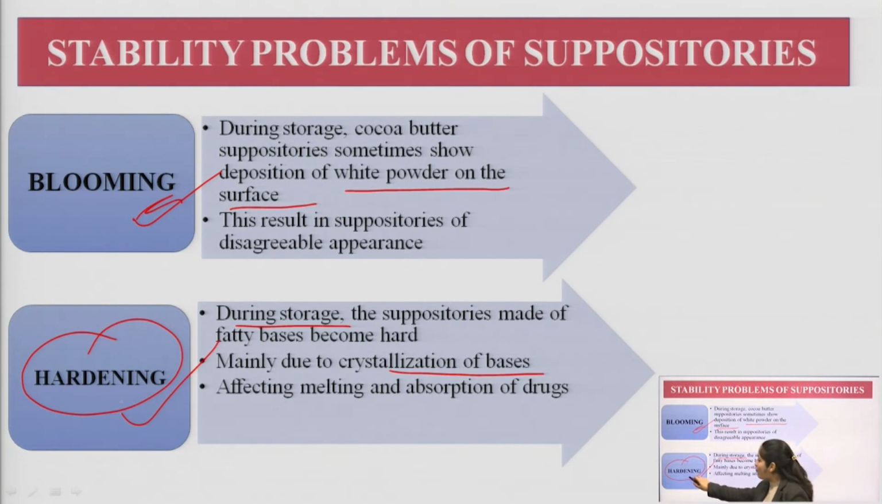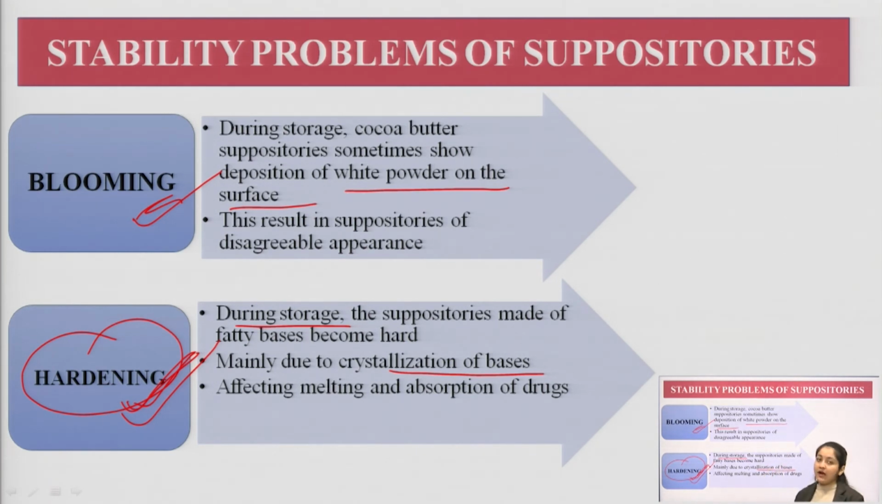So, in order to avoid these problems, strict storage conditions must be maintained, and on top of all these things, selection of bases plays a very important role. What kind of base are you selecting? You are either going for emulsified cocoa butter, choosing hydrogenated oils, or going for emulsifying agents. So, depending upon the type of bases you are using, these two important problems of suppositories can definitely be eliminated.